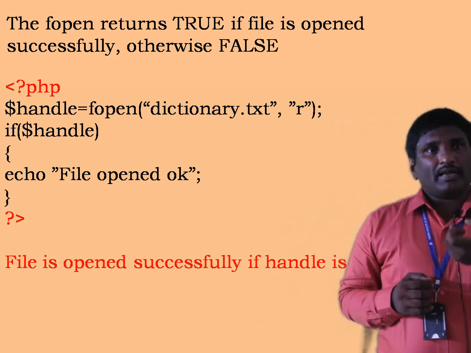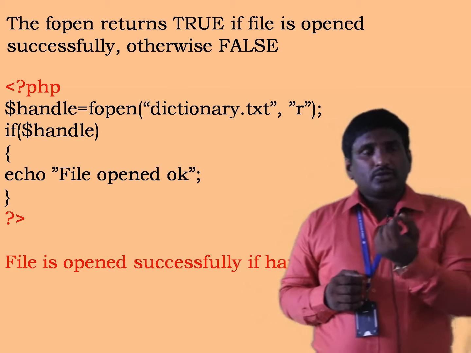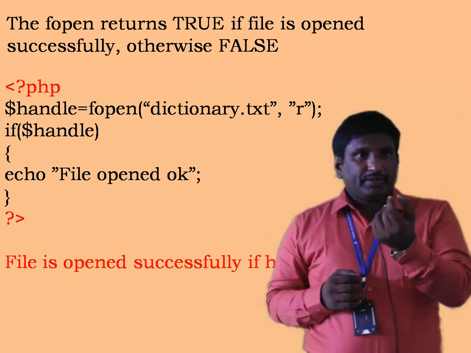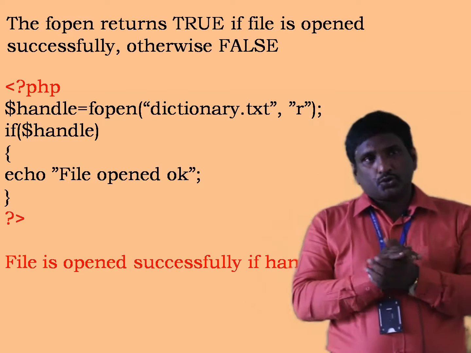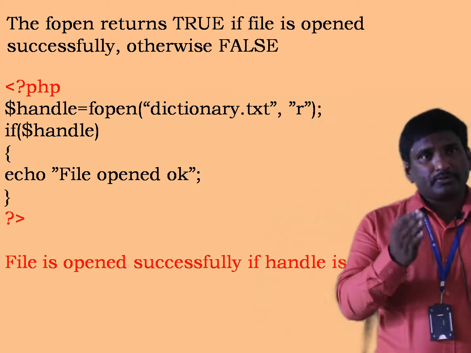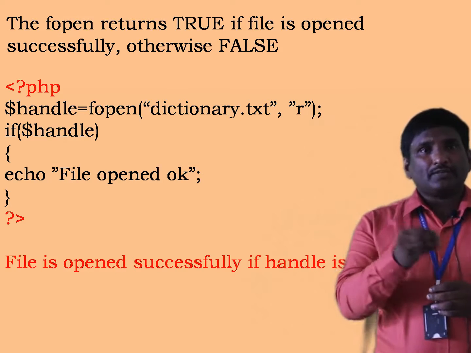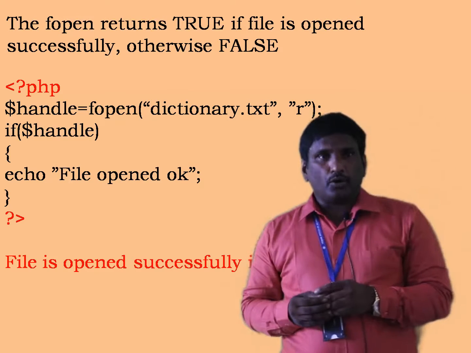If my fopen function is executed and the file is opened, it returns a handle. I specified it as $handle, and it returns true. If it returns true, the file is open. By using this example, we can check whether the file is opened or not. This is for read only mode.